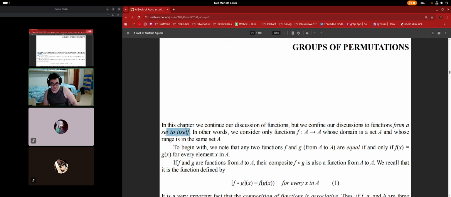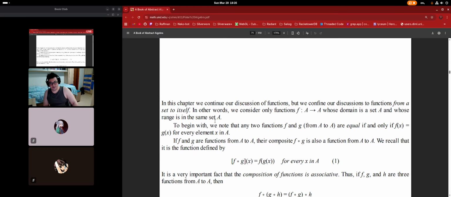This is already a hint that, wow, we know what also has that requirement? A group. In other words, we consider only functions that have this signature here, whose domain is a set A and whose range is in the same set A. To begin with, we know that any two functions f and g are equal by extensional equality. We talked about this before.